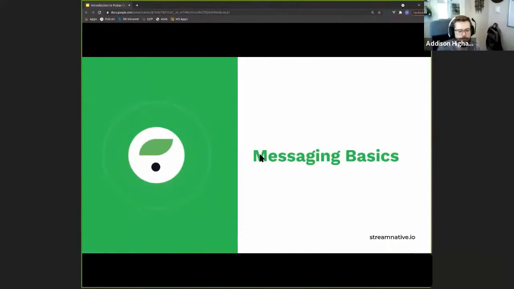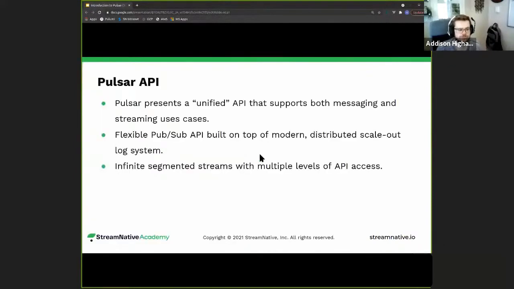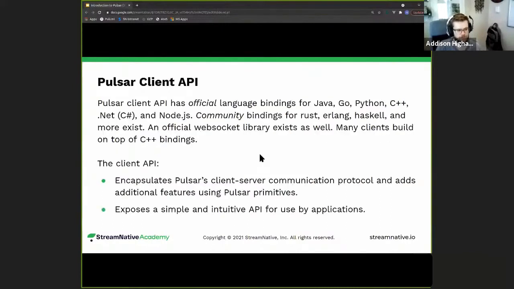One of the things that I personally really like about Pulsar is that it's a very sophisticated system that offers a lot of capability, but the API is quite simple and easy to use. And once again, it's a unified API that supports a broad set of use cases. One of the best ways to think about Pulsar is as a flexible pub sub API that's built on top of a modern distributed scale-out log system. So you get a higher level API, but all the capabilities of scale-out distributed systems, and you still get to leverage all those capabilities. Once again, it gives you infinite segmented streams with multiple levels of API access.